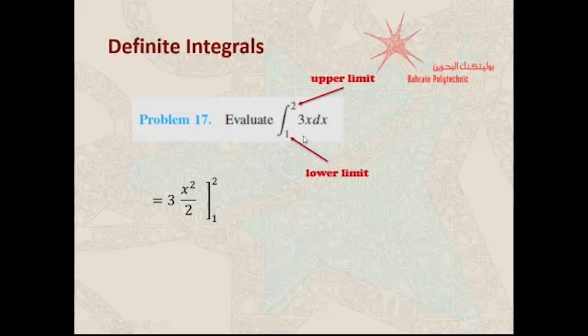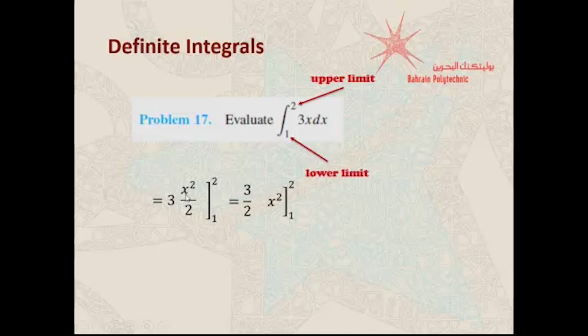So here I am going to start by integrating 3x. The integral of 3x is you've got the 3, which is just a number, and then you've got the x to the power of 1, it becomes x to the power of 2, all over the new power, which is 2. And then I'm going to evaluate this with the upper limit, which is 2, and the lower limit, 1.